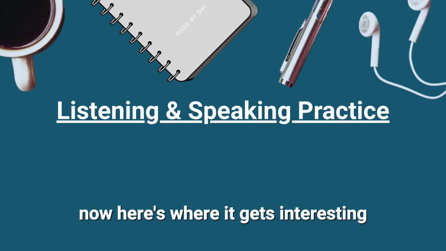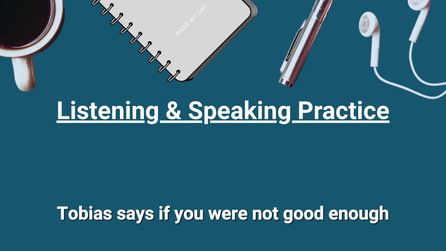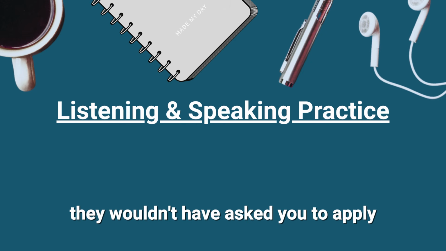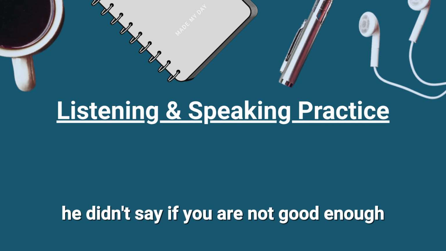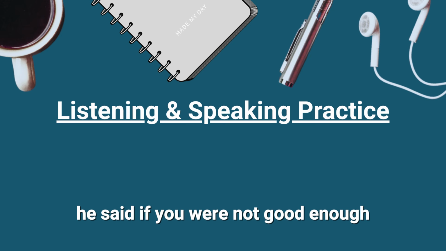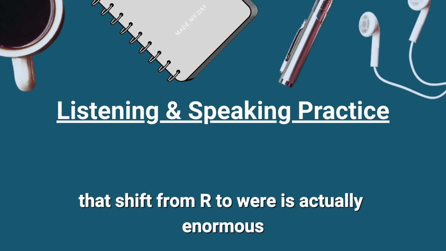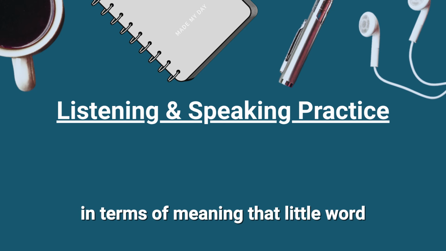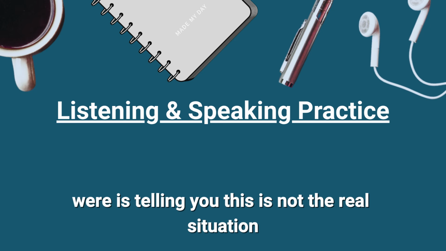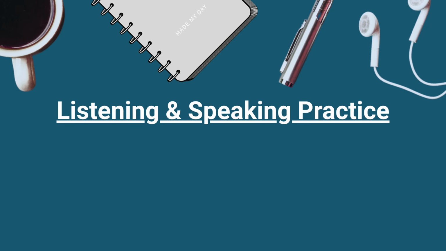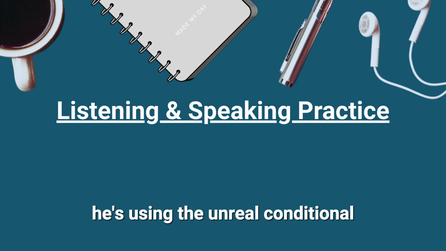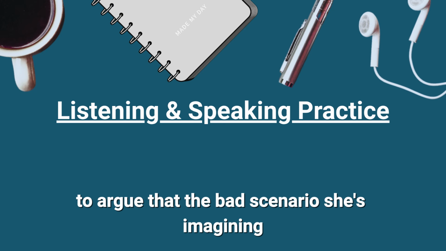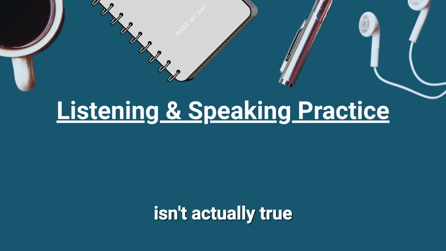Now here's where it gets interesting. Tobias says, "If you were not good enough, they wouldn't have asked you to apply in the first place." Did you notice that? The verb changed. He didn't say, "if you are not good enough." He said, "if you were not good enough." That shift from "are" to "were" is actually enormous in terms of meaning. That little word "were" is telling you, this is not the real situation. Tobias is actually saying, in his mind, she is good enough. He's using the unreal conditional to argue that the bad scenario she's imagining isn't actually true.